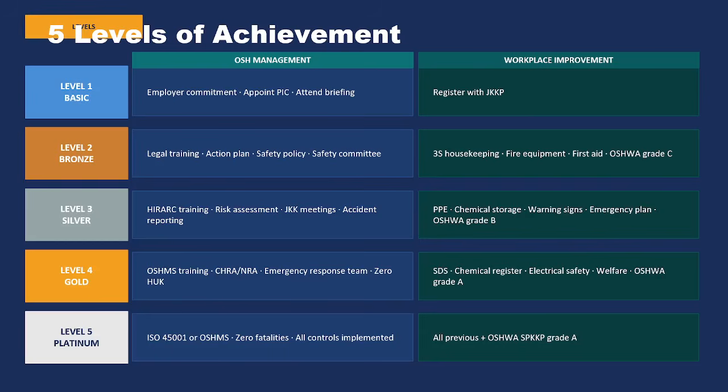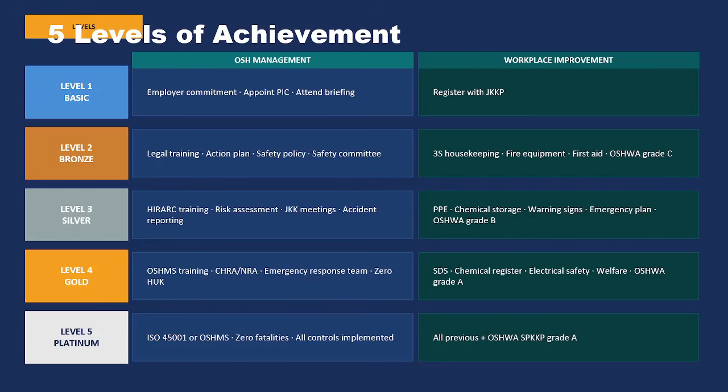Now, let's walk through the 5 levels. Think of it as a ladder. Each rung adds more requirements. Level 1, Basic. This is the entry point. The employer must show commitment to the program, appoint a person in charge, called PIC, and attend the introductory briefing. On the workplace side, the company must be registered with JKKP. That's it. The bar is intentionally low because the goal is to get SMEs started.